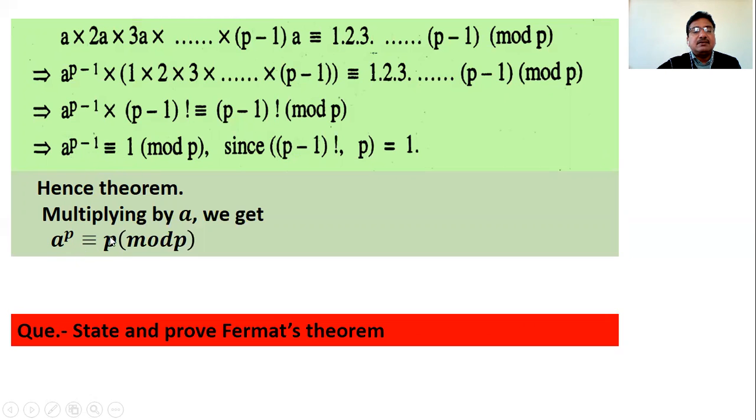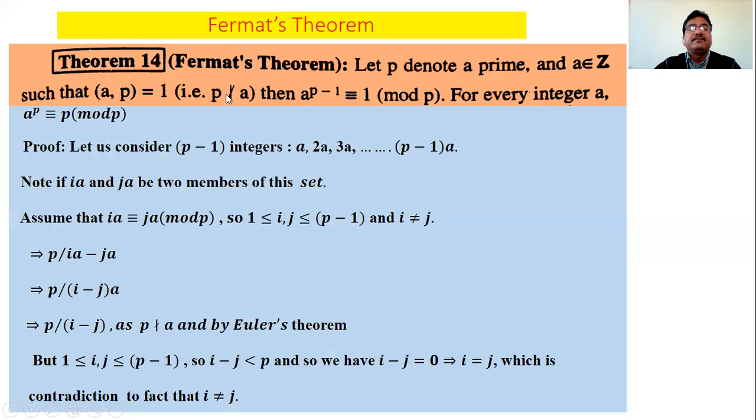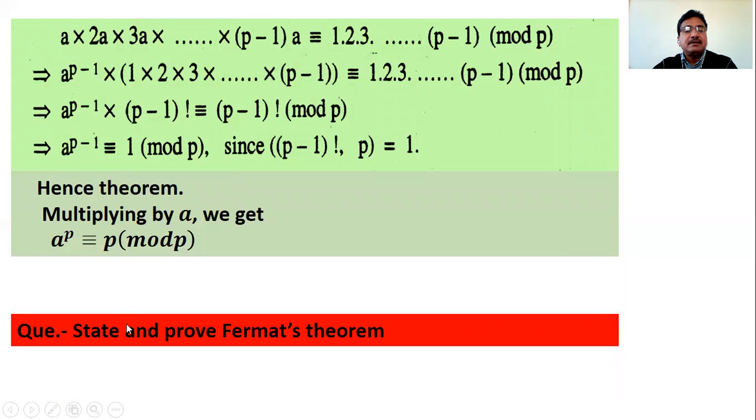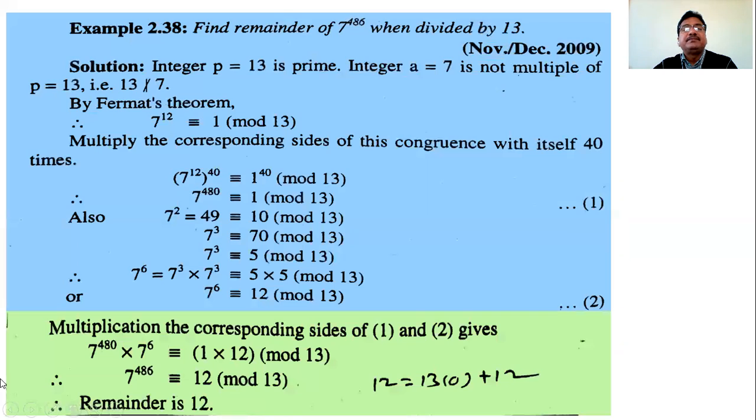Here write A. Correction is here. Write A modulo P. Don't write AP. Also here is the correction. Write here A. Therefore A raised to P is congruent to A modulo P. So this is Fermat's theorem. So the question on Fermat's theorem is: state and prove Fermat's theorem. Now examples on Fermat's theorem.